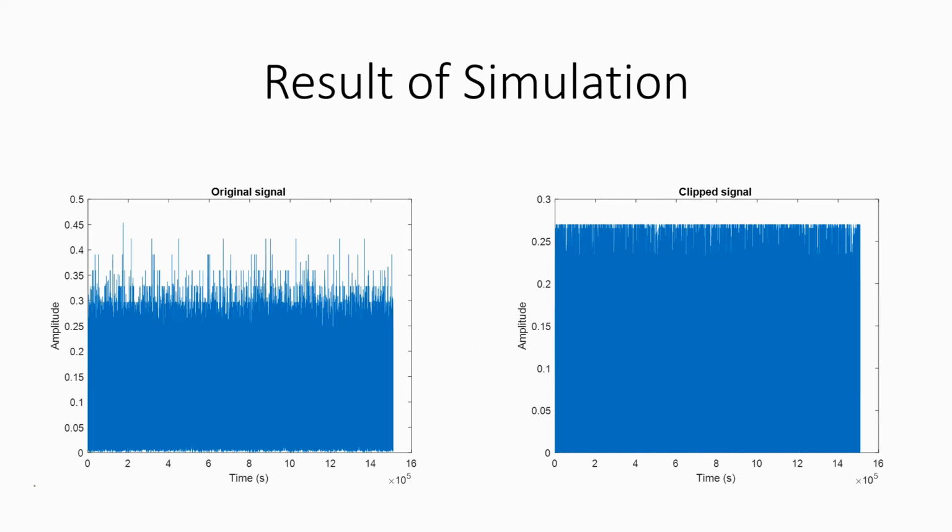This slide shows the result of the simulation, where the picture on the left hand side shows the time domain of the OFDM signal, which is the original signal, and on the right hand side shows the clipped signal.